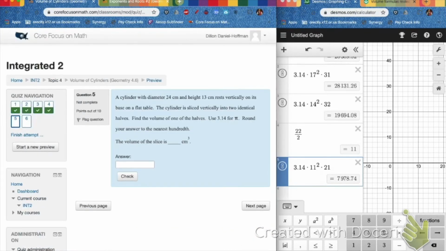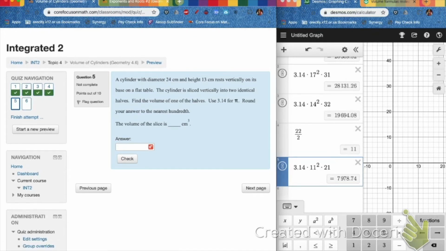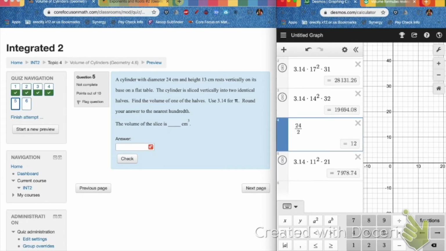All right, final two problems are word problems. Number 5 says a cylinder with diameter 24. So diameter right away, I'm going to come over here and cut that in half. I know I'm going to need to use 12 for my radius, not the 24 of diameter. Okay, diameter 24 and height 13 centimeters, rests vertically on its base on a flat table.